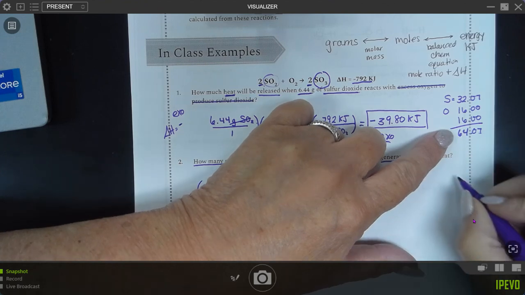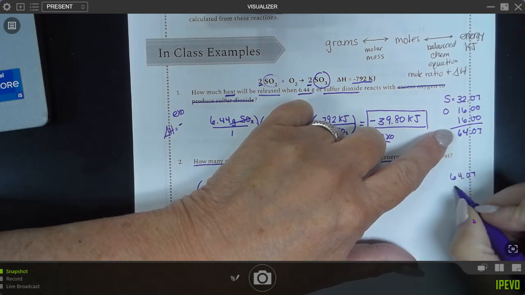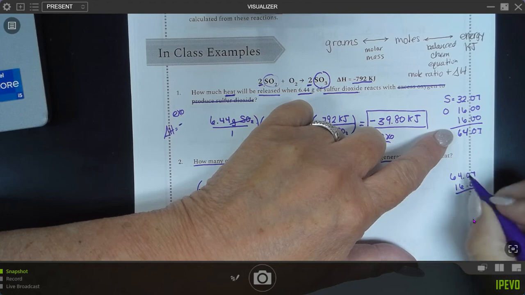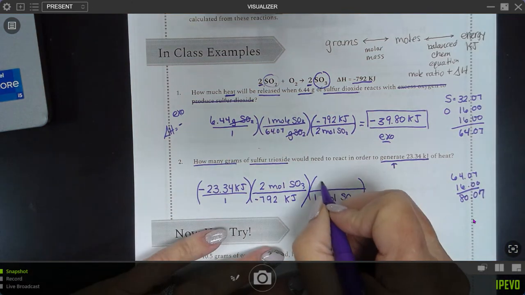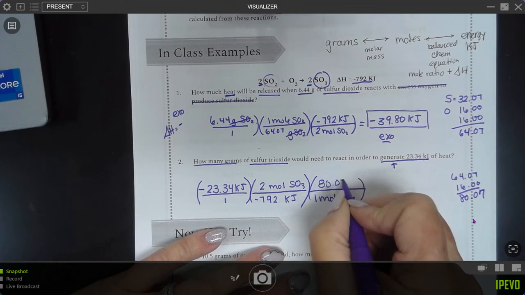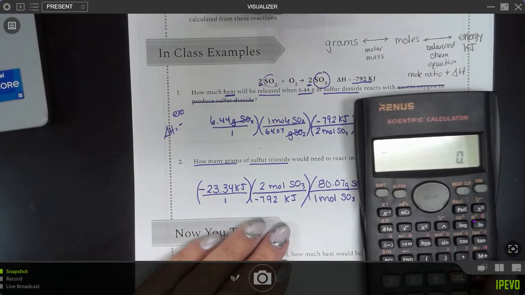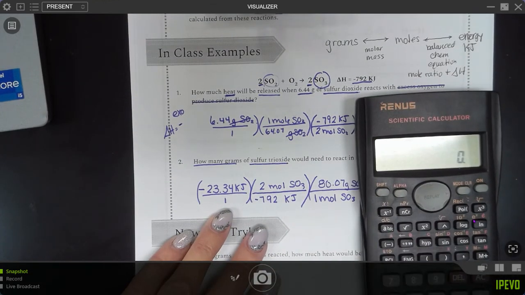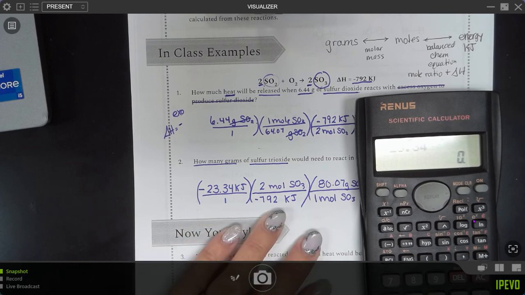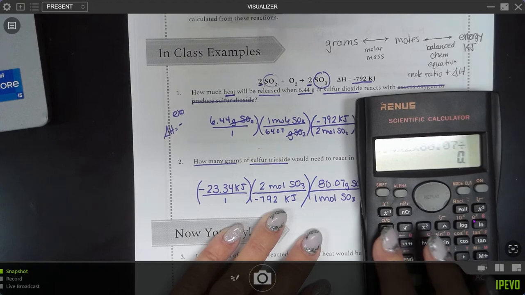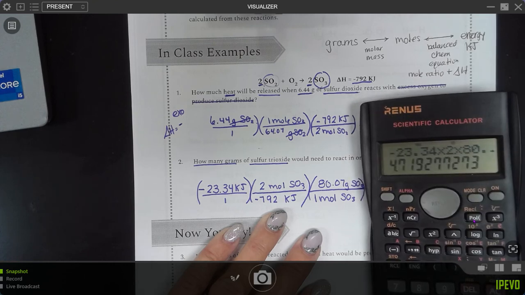So if SO2 is 64.07, I just need to add another oxygen. So that gives me 80.07 grams of SO3. Okay, so let's calculate. Negative 23.34 times 2 times 80.07 divided by a negative 792 is 4.72.